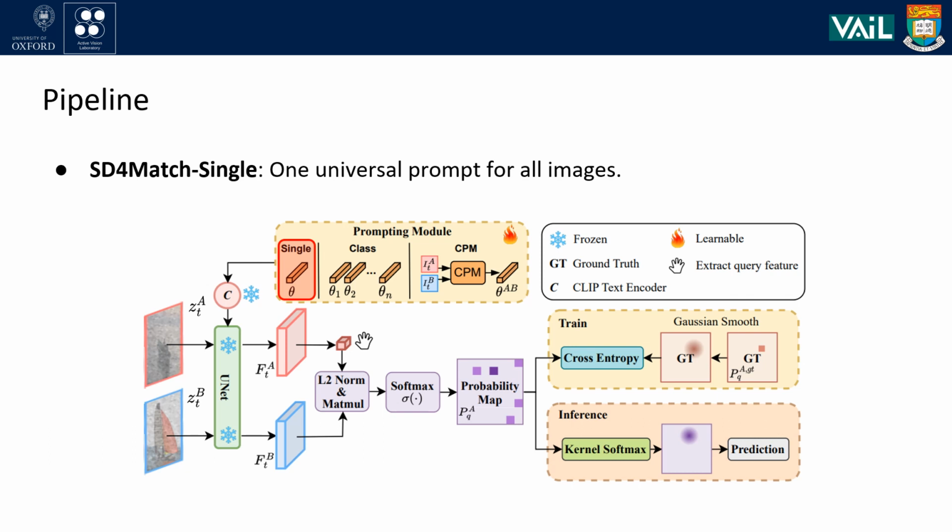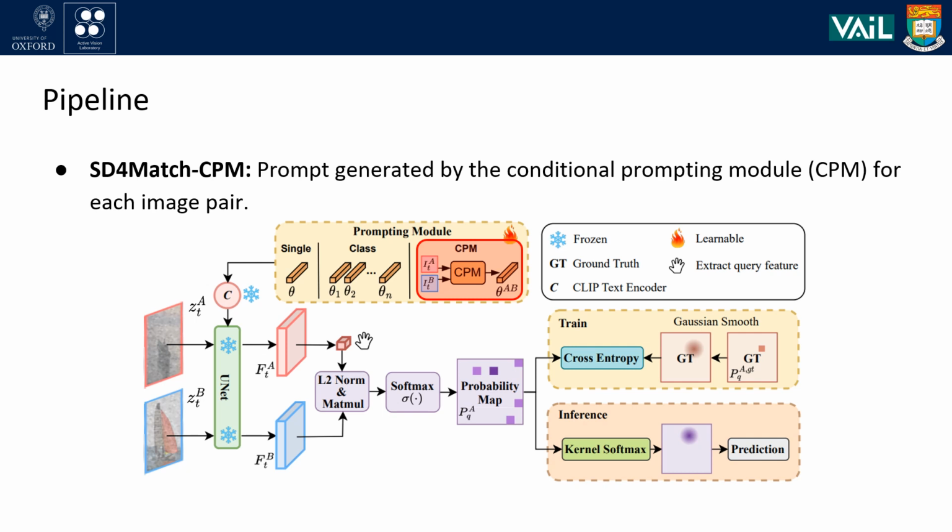The first one is to learn one universal prompt for everything. We denote this design as SD4Match-Single. The second design is inspired by DIFT, which uses the category of the matching object as the prompt. Therefore, we learn one prompt for each object category and denote it as SD4Match-Class. The third one is our proposed conditional prompting module, which takes two images and generates a prompt specifically for semantic matching between this image pair. We denote this design as SD4Match-CPM, and we'll talk about it in detail.